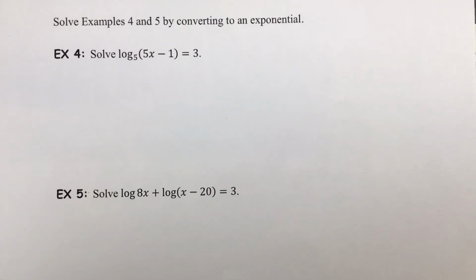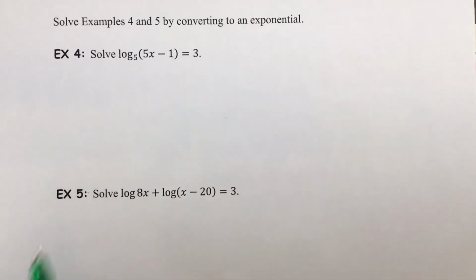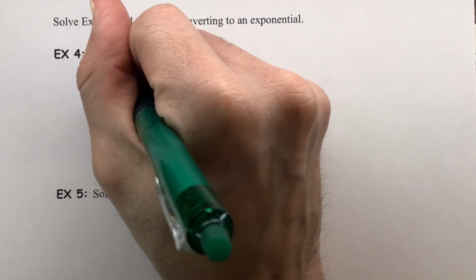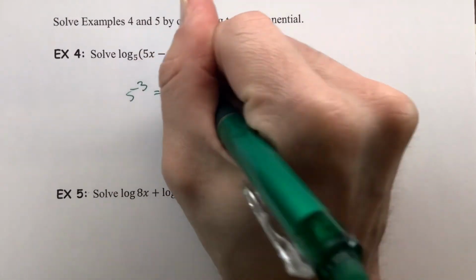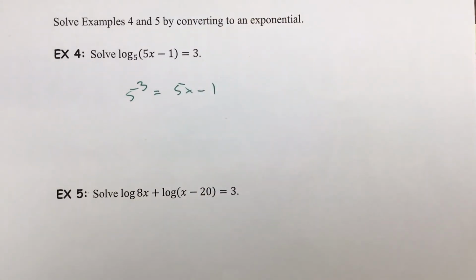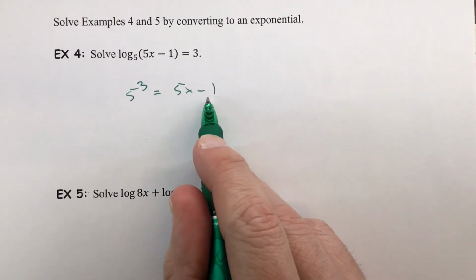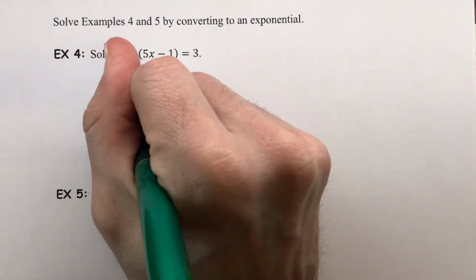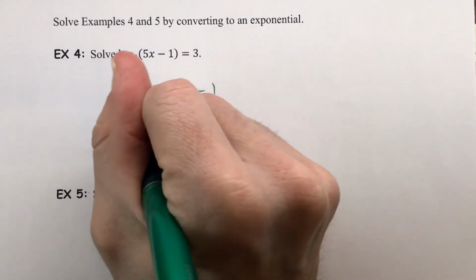For examples 4 and 5, we're going to go ahead and use that converting method to solve. Example 4, we have log base 5 of this is equal to 3. We'll go ahead and just switch things around. We'll drop out the logarithm. We're going to write this as 5 to the 3rd power is going to be equal to 5x minus 1. 5 to the 3rd power is 125, and what we're going to end up doing after that is adding a 1 over. So let's just go ahead and call it 126 is equal to 5x. Go ahead and divide by 5.